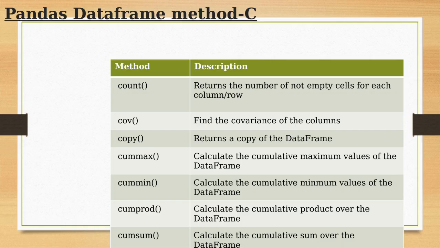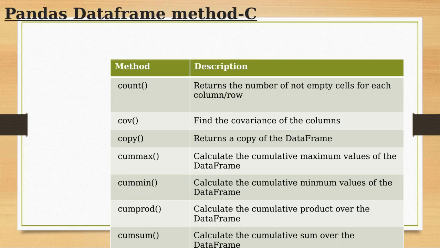Copy function creates a separate copy of a data frame. Changes made to the copied data frame do not affect the original data frame. Cummax function calculates the cumulative maximum value. At each step, it keeps track of the largest value encountered so far.